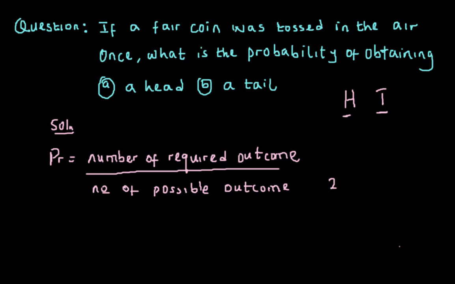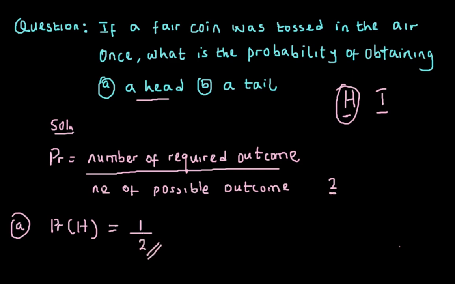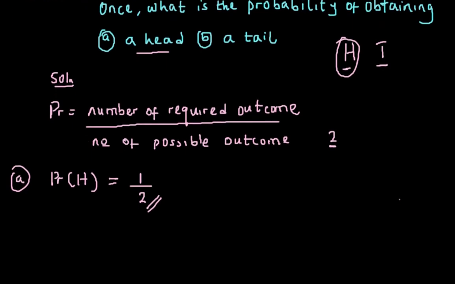Now we are asked, what is the probability of having a head? The question is, in just one fair toss, how many heads can we have? Just one. So it means that the probability of having a head equals the number of required outcomes, which is 1, over the number of possible outcomes, which is 2. So our answer is 1 over 2.